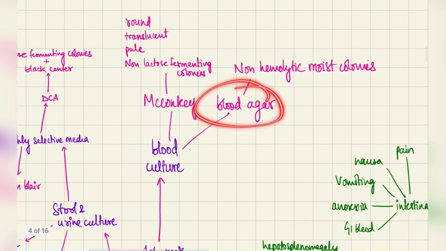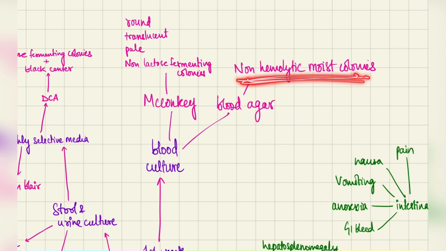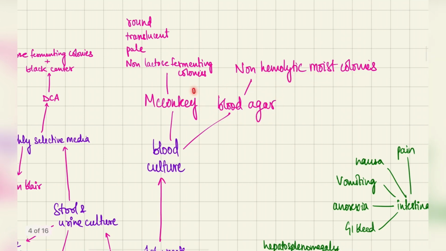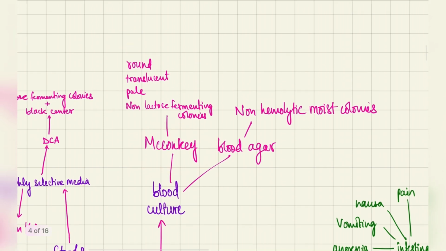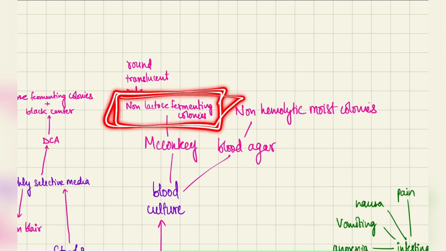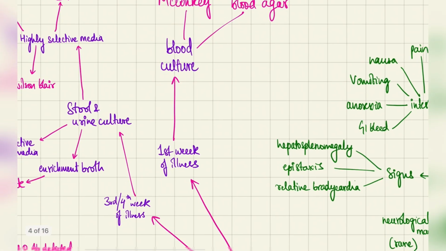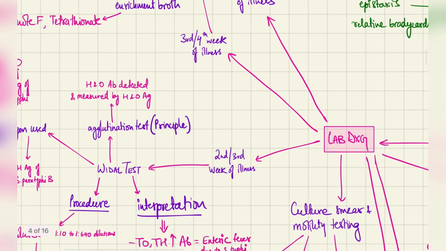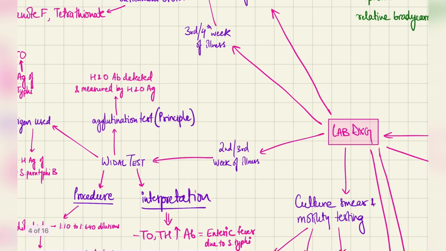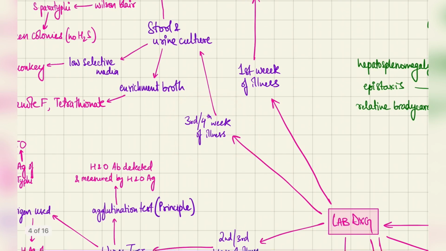On the blood agar. Blood agar will show non-hemolytic moist colonies. McConkey agar will show round, translucent, pale, non-lactose fermenting colonies. Let's just remember non-lactose fermenting colonies. Non-hemolytic, non-lactose fermenting. This is blood culture. So do this in the first week of illness. We'll leave second and third for later. That is when you do the famous Widal test. We'll discuss about this. Let's get to the final third or fourth week.